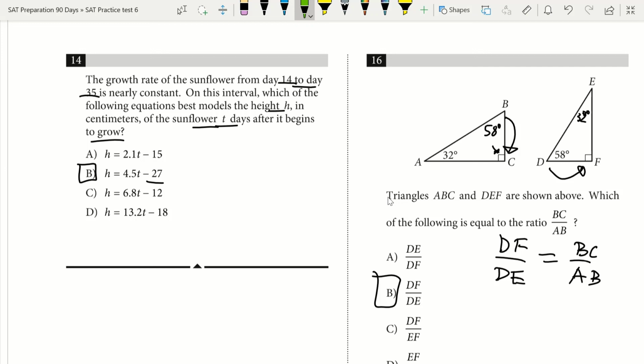So now looking at my problem number 16, I take a look at it, right? I see that I've got a 32 and a 58 as my degree angles, right? Obviously that's correct. I see BC then. BC is from 58 to there, 58 to here. That's going to be DF. Got that. And then AB is hypotenuse and DE is hypotenuse. So that one's correct as well.